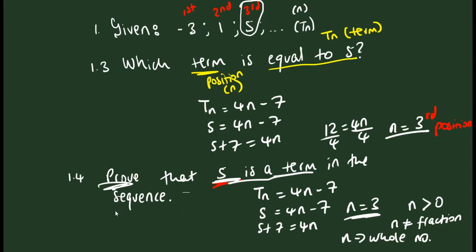But if we had found that maybe n = 3.5, it would mean that 5 is not a term in that sequence. If we had found that n = -3, it would mean that 5 is not a term in that sequence. I hope that makes sense.